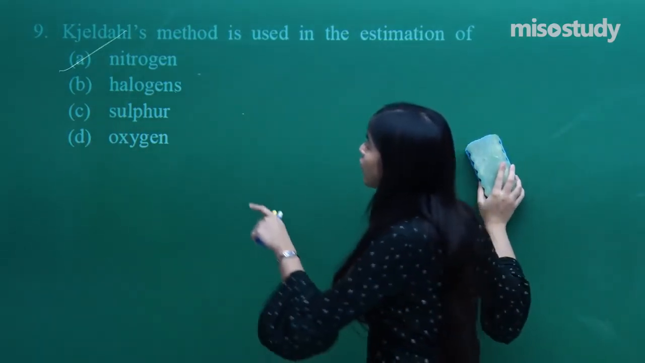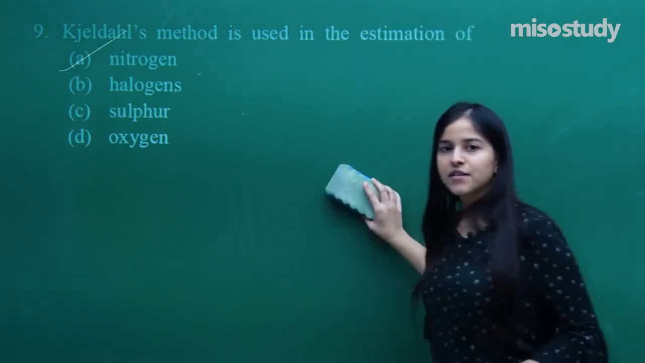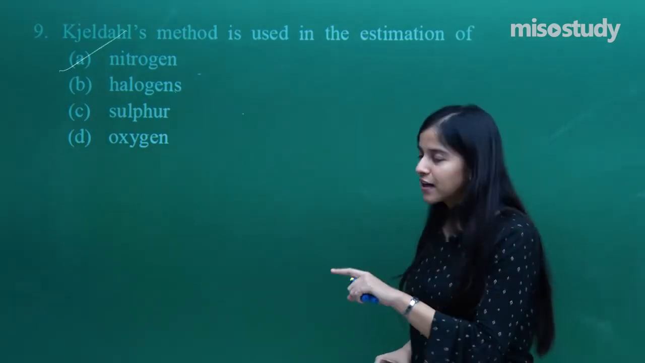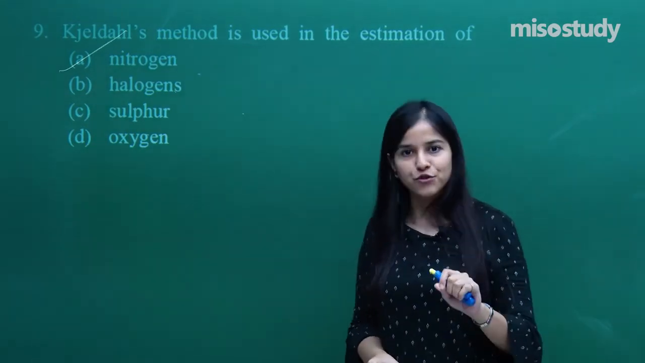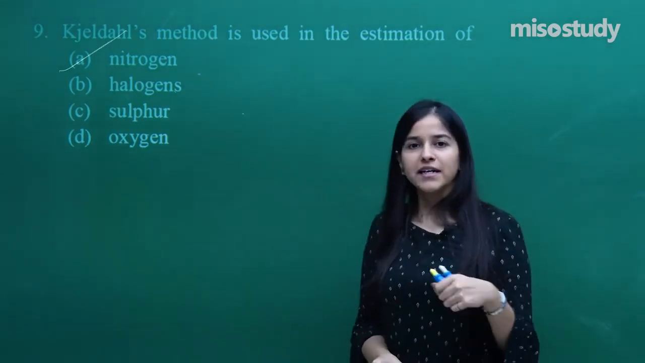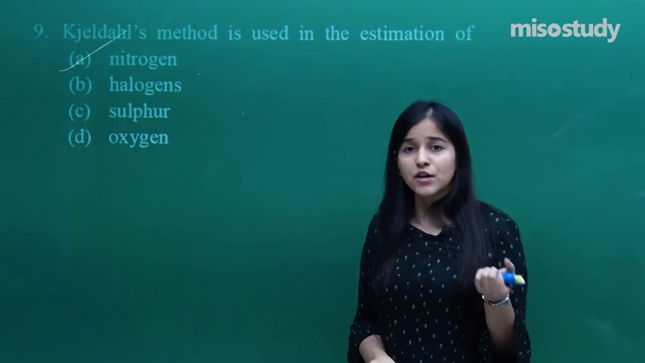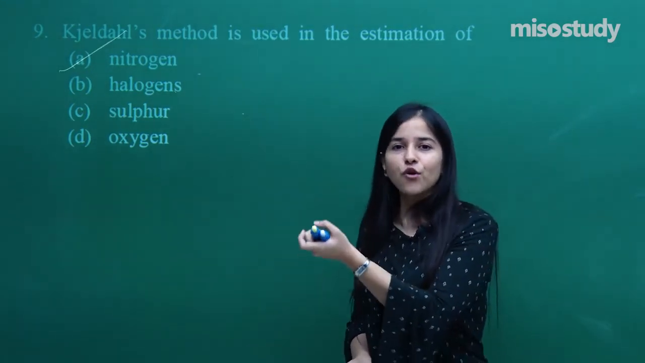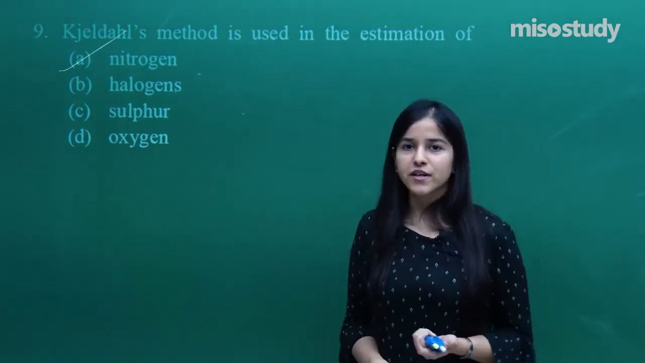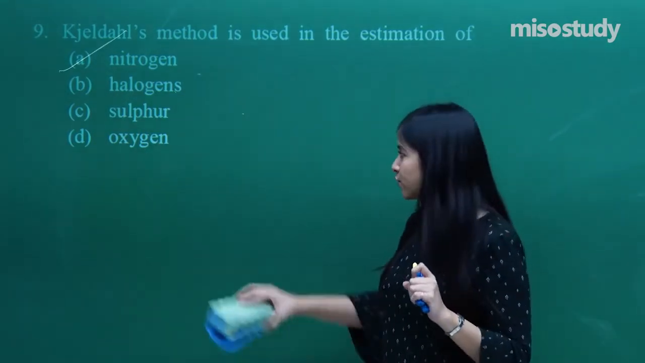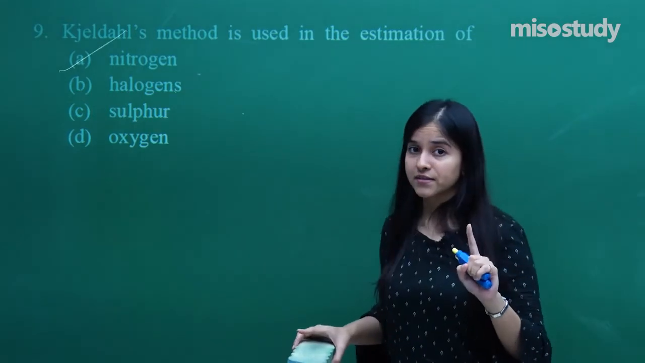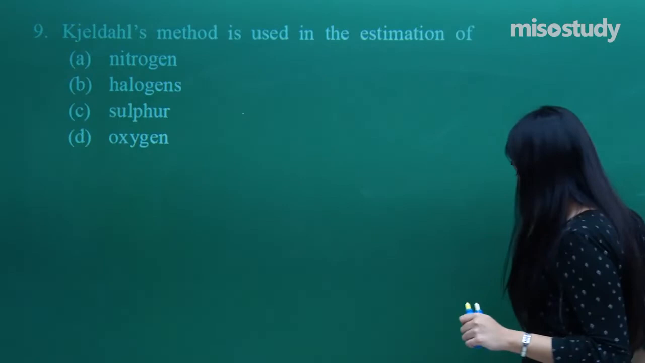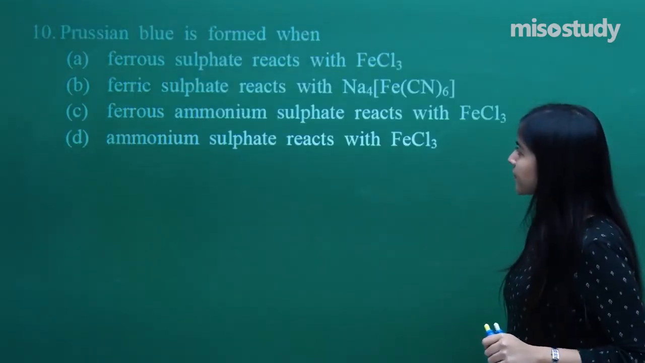What is the method for the estimation of halogens known as? That is Carius tube method, right. Sulfur is also estimated in Carius tube. And oxygen has a different kind of method, or we can apply 100 minus the sum of the percentages of all the elements which have been found in the organic compound. So that is another method for oxygen, but not Kjeldahl's, right. So now let's move on to the very last question of this questionnaire.